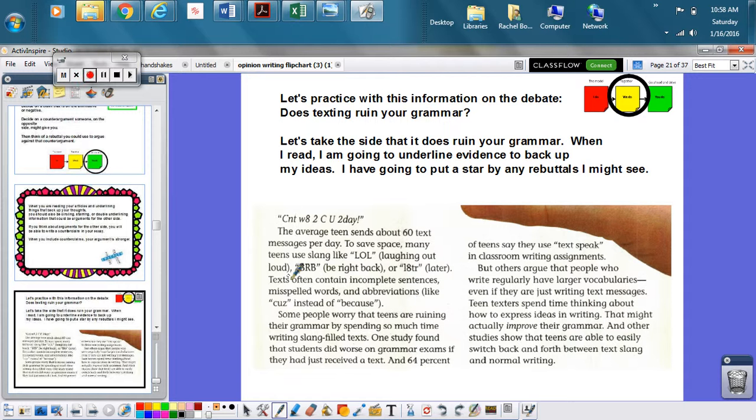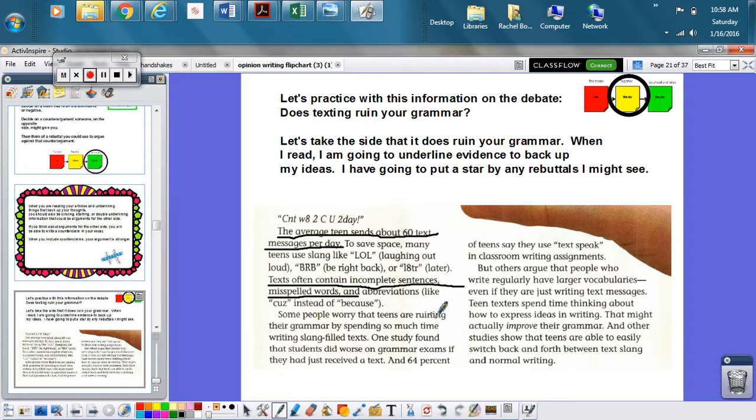So students said to underline that texts often contain incomplete sentences and misspelled words. And they also had me underline the average teen sends about 60 text messages per day. The reason for this was that it gives evidence that when they're sending the text, the sentences are not complete. And they're also underlining this to say that it matters because it's not just 1 or 2 texts they're sending, but 60 text messages per day. So at that number, it really could affect things.